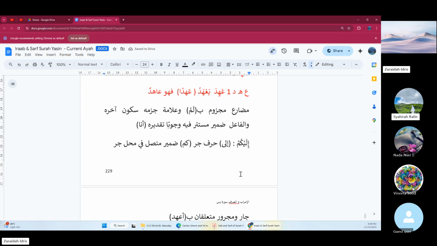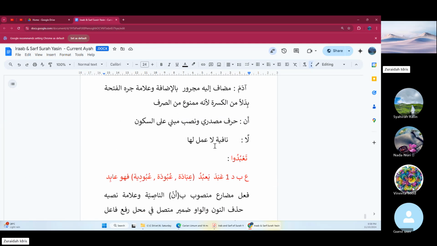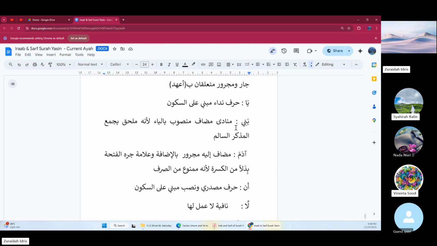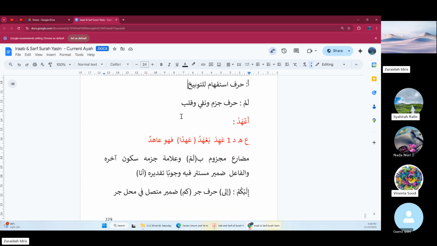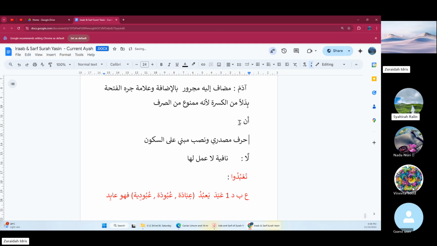Okay. So I don't know whether we can do this quickly, but we'll try. Actually, it all boils down to "an" and "la" together. Now we can take another two shapes, yes. But I think I'll just concentrate on another three shapes actually. It can be harf masdari wa nasab. Yeah, this is one.